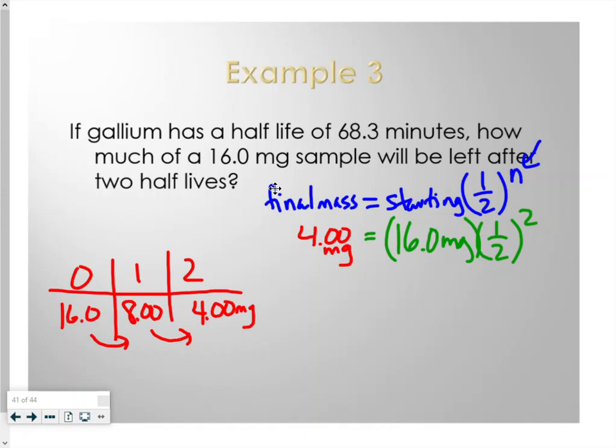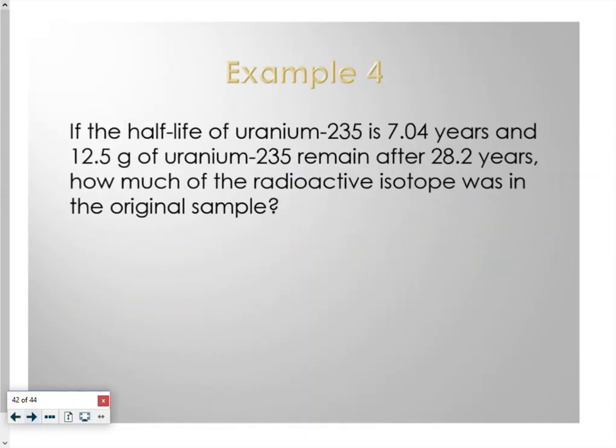You just had to recognize that they gave you lots of information. That 68.3 was also extra information that you did not need. That's called a distractor, by the way. So don't let them distract you. Now let's take a look at this one.